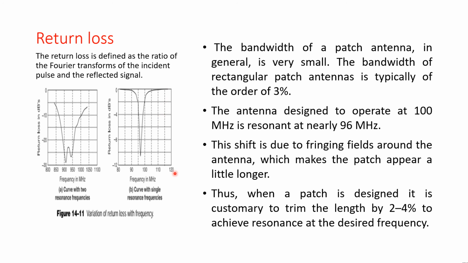Usually the bandwidth of a patch is very small, and if it is designed to operate at 100 megahertz, it will be resonant at nearly 96 megahertz. This shift is due to fringing fields around the antenna, which make the patch appear a little longer. And usually when a patch is designed, we trim the length by 2 to 4% to achieve resonance at the desired frequency.